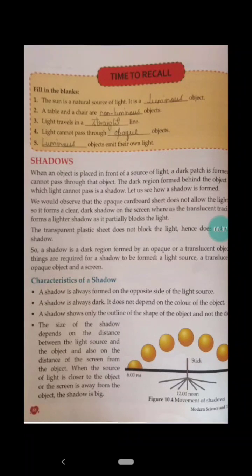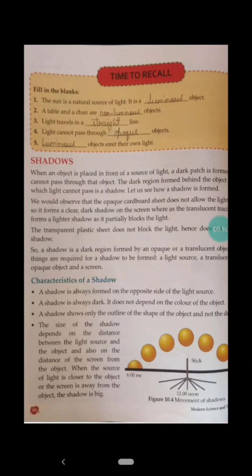Next, students, what are the characteristics of shadow? What are the special features of shadow? So first thing is, a shadow is always formed on the opposite side of the light source. If the light source is present in the east direction, the shadow will be formed in the west direction. And if the light source is present in the west direction, the shadow will be formed in the east direction. So a shadow will always be formed in the opposite direction of the light source. So during sunrise, the shadow will be formed in the west direction, and during sunset, the shadow will be formed in the east direction.